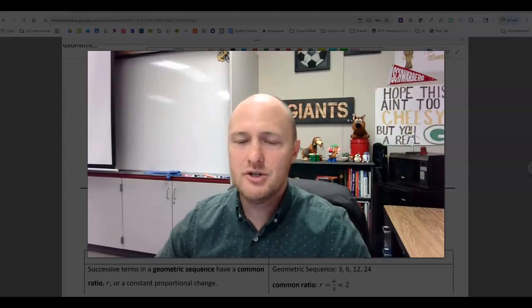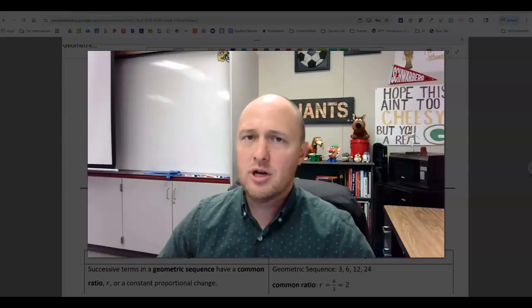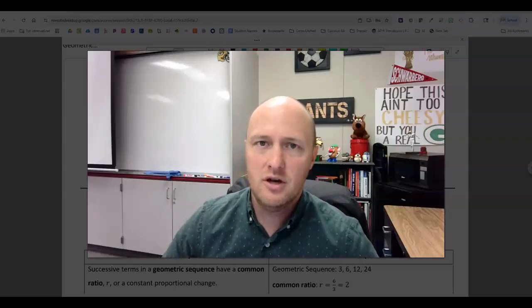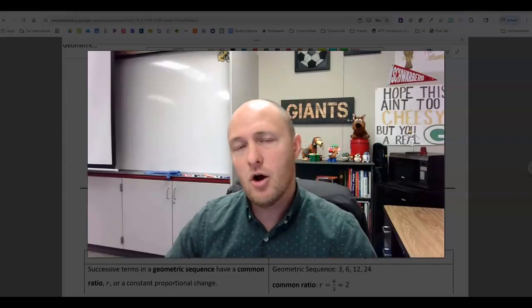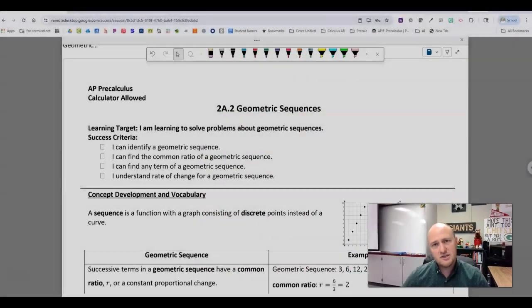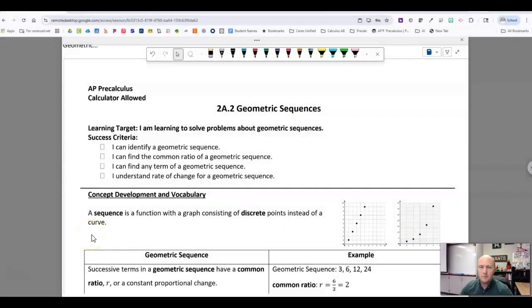This is lesson 2A-2, and we're going to pick back up on the conversation of sequences. Different than arithmetic sequences, which have a common difference, geometric sequences, we will learn, will have a common ratio. So, you'll be successful if you can identify what a geometric sequence is, if you can find the common ratio of a geometric sequence, if you can find any term in a geometric sequence, and you can understand rate of change for a geometric sequence.